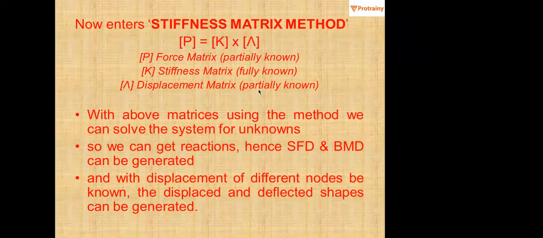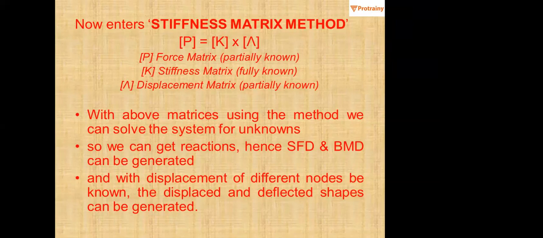So again, it is partially known. We know how much it is going to displace up to this value of load. But when the load increases, displacement is going to increase or decrease, whatever is going to happen to displacement. So you can't be certain about it. So it is partially known. The stiffness matrix is the only matrix which is fully known.